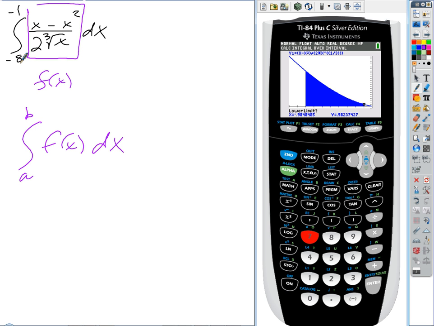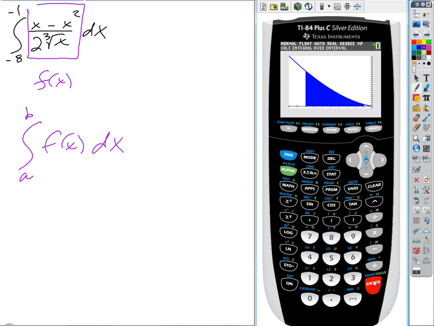Well, the lower limit is just right there, because we're adding up the area under the curve from this x value up to that x value. And so we're just going to enter the value -8, enter. Now it's prompting us again. It wants an upper limit. So it knows this is our left boundary, but it wants the right-hand edge of the area. So we need to enter -1, enter.